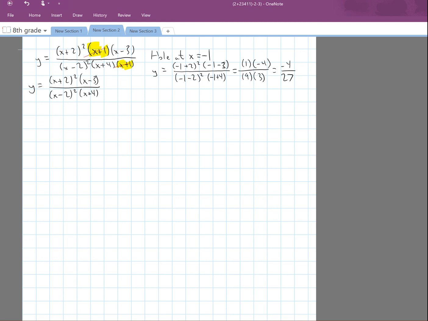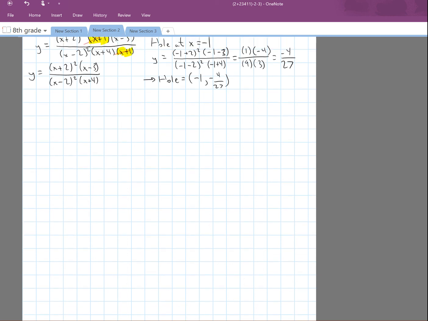Cross off the x plus 1. Next is -1. That whole value becomes 1. That whole value becomes -4. That whole value becomes 9. And this becomes 3. Sure, -4 over 27. So the hole is going to be at -1 comma -4 over 27. What color did I do that in? This green thing.